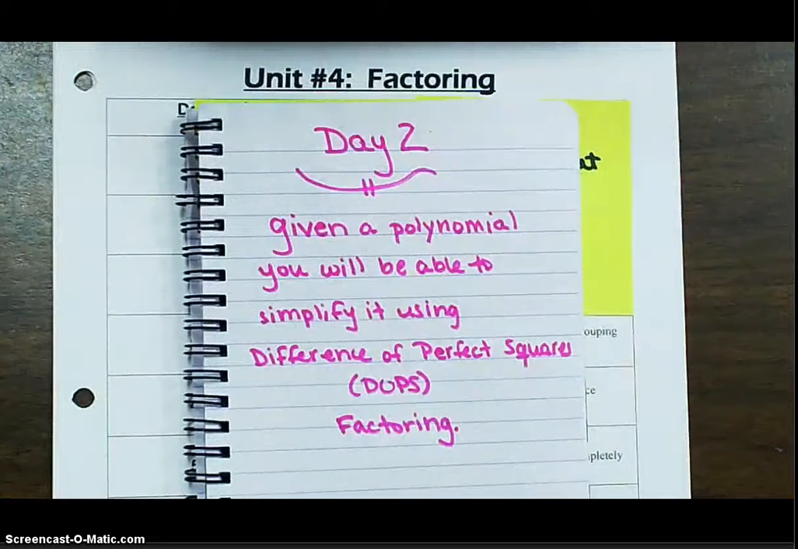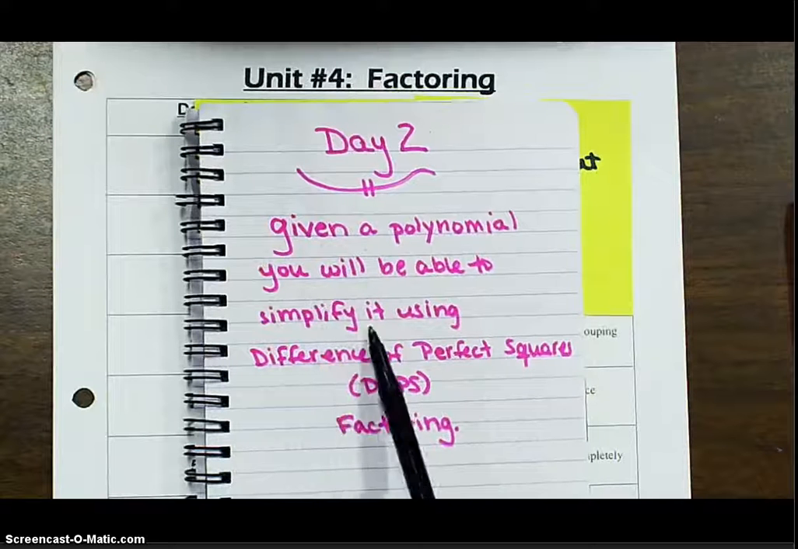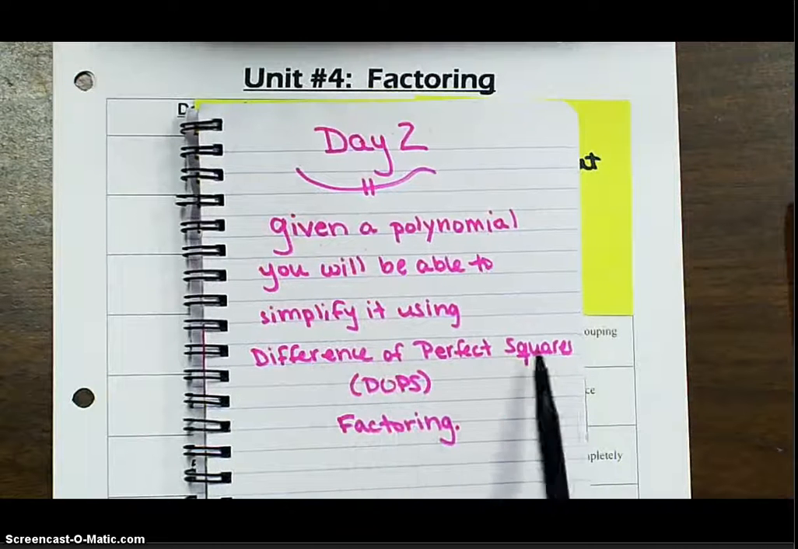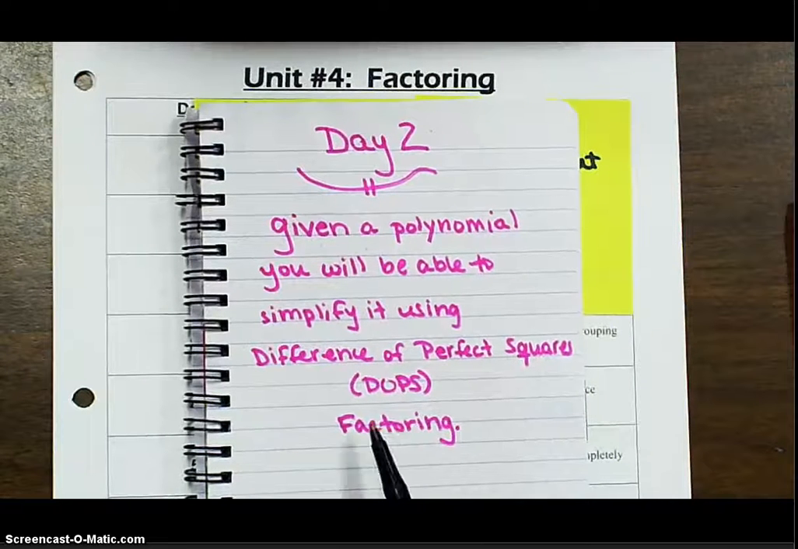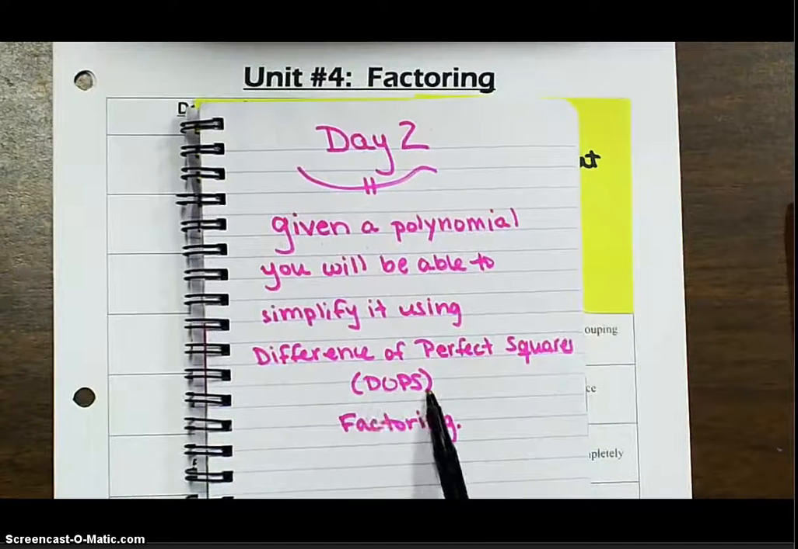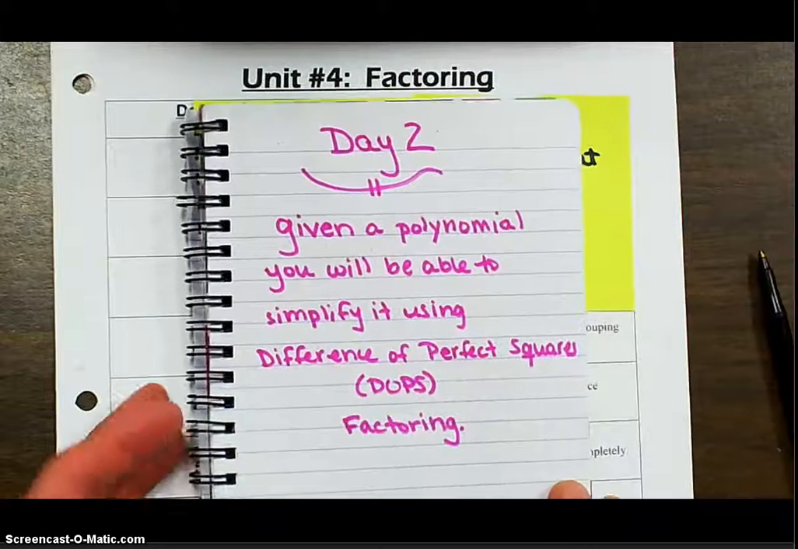Welcome back to day 2 of our factoring unit. Today, our goal: given a polynomial, you will be able to simplify it using difference of perfect squares factoring. And we sometimes abbreviate it, calling it DOPS, difference of perfect squares.